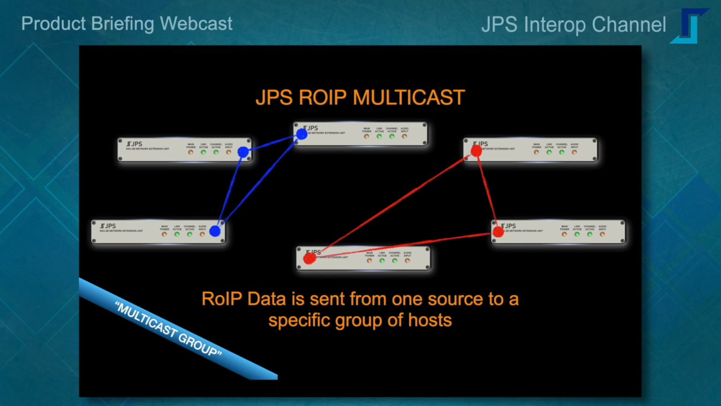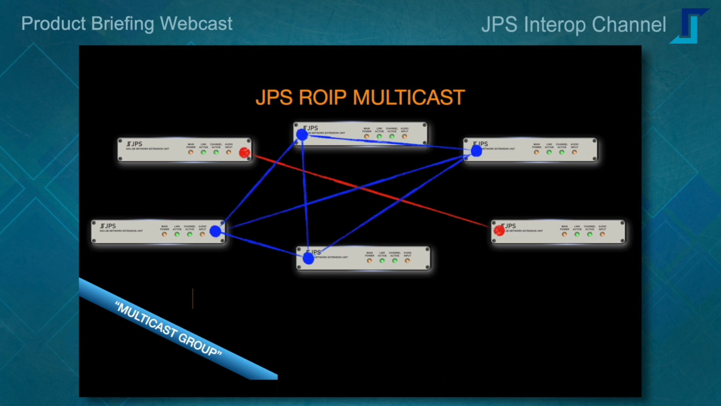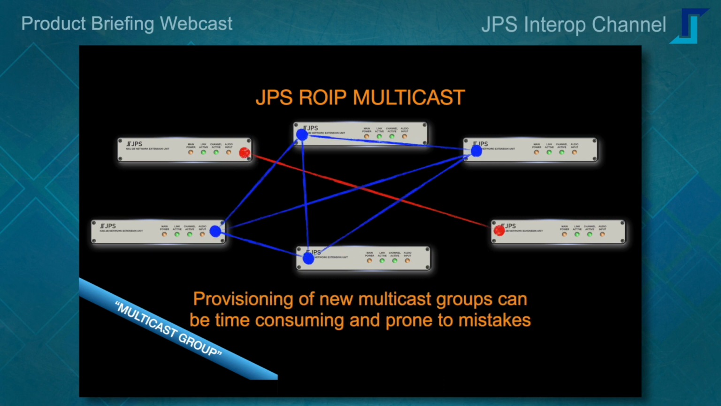Maybe create two groups as we see here. I'll have to log into all these devices, reprovision the multicast group, and now I can have two different groups. If I want to change my landscape a little bit, and again, I'm going to have to log into these devices. And some of the issues that we see with multicast can be many.